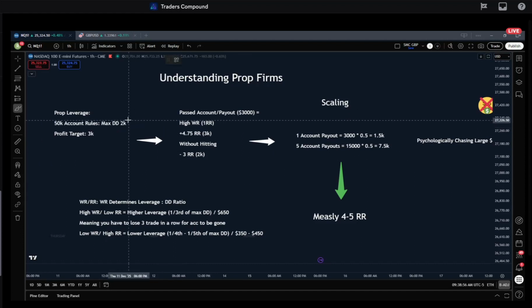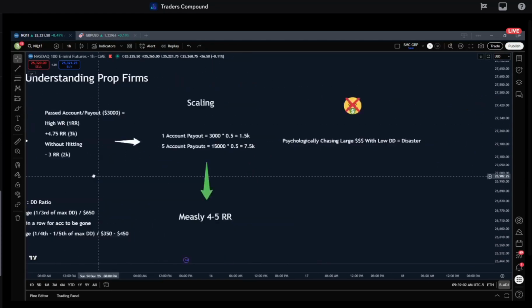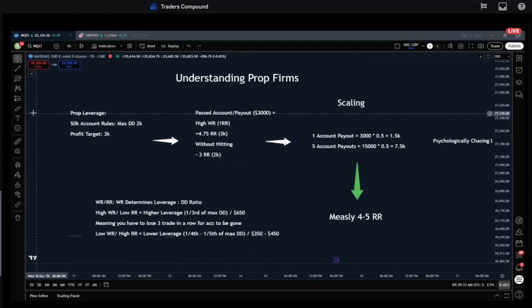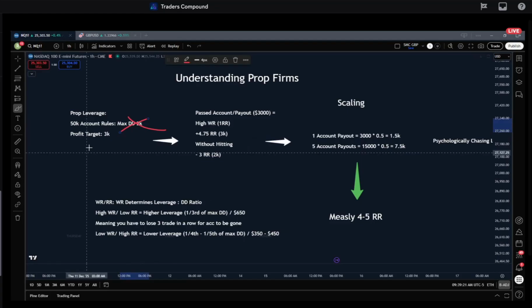You're technically trying to triple a $2,000 drawdown very quickly. That is a disaster. You're allowing yourself to put your drawdown in danger. That's how I look at these prop firms. It's all based around drawdown, right? If you're trading 1K per execution, you quite literally can only afford to lose 2 trades in a row before this max drawdown is hit and your accounts are gone.